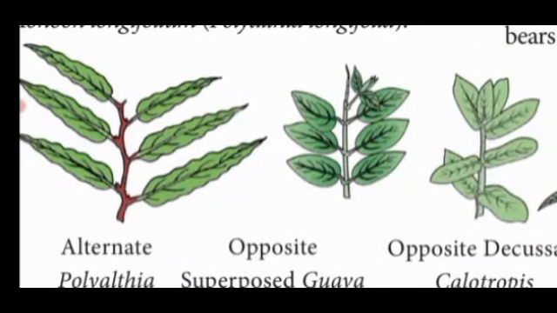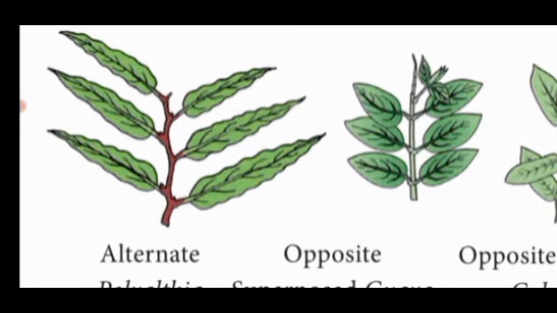First is the alternate type of phyllotaxy. In this type, there is only one leaf on each node. Each node possesses only one leaf. The leaves are arranged on successive nodes in an alternate manner. This is called alternate leaf arrangement or alternate phyllotaxy.